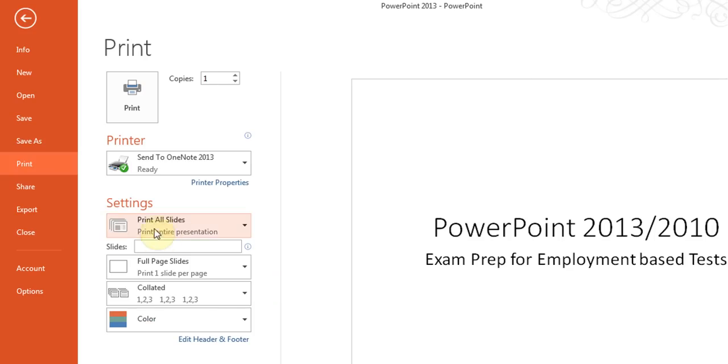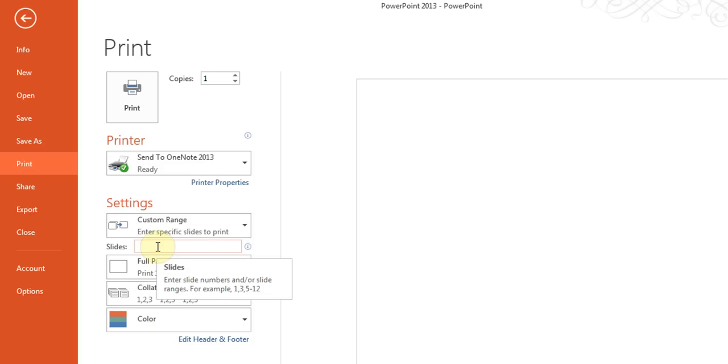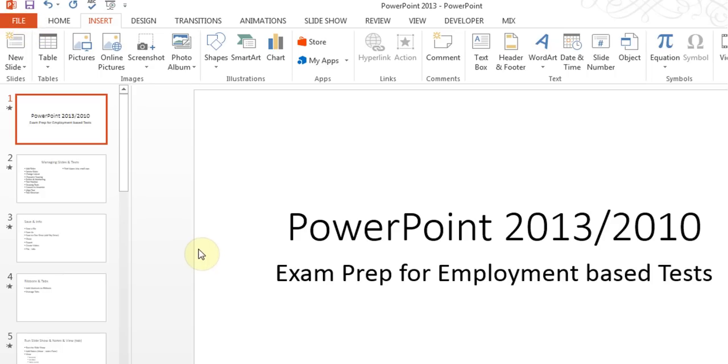By default it will print all the slides, but you can change it to Custom Range, and then you can type the slide numbers like 1-5, comma, 8. So it will print 1, 2, 3, 4, 5 and then the number 8. So a lot of options under Print, 4 to 5 questions that could be coming from here. So that's all the stuff under File.